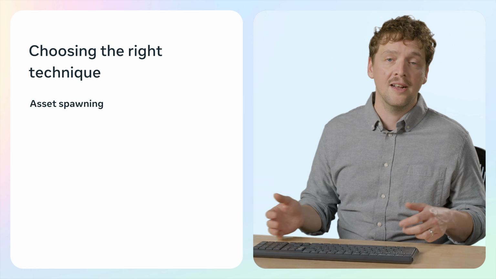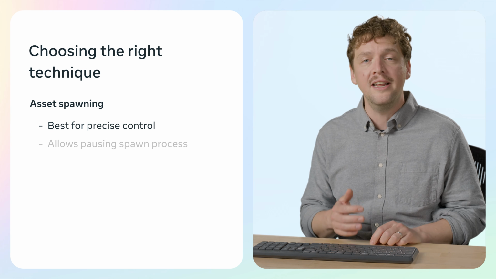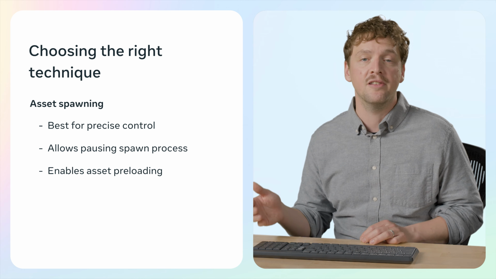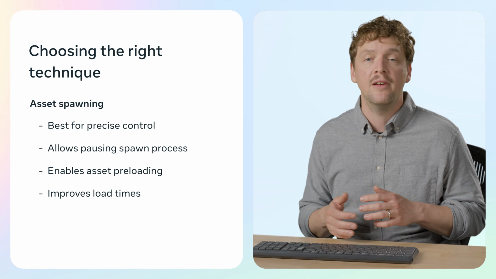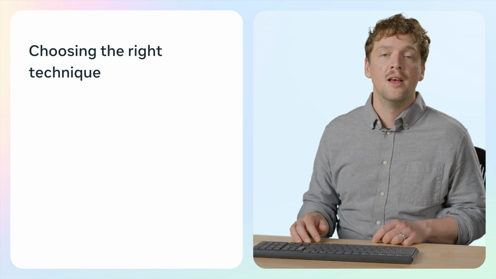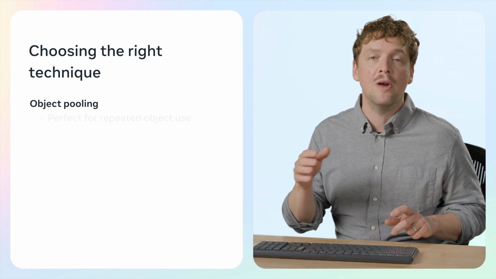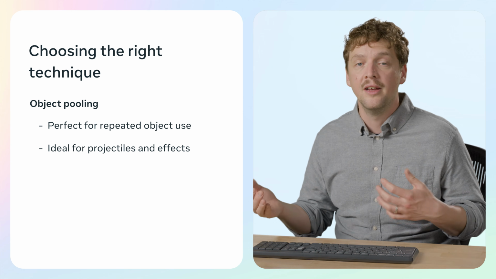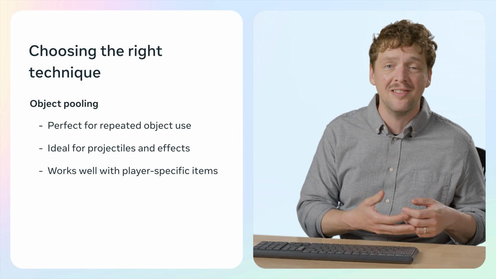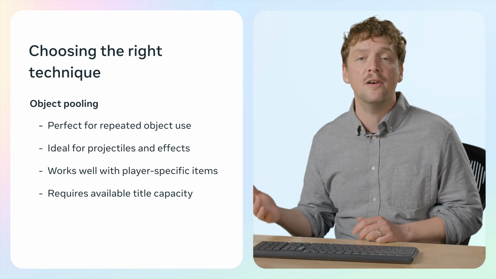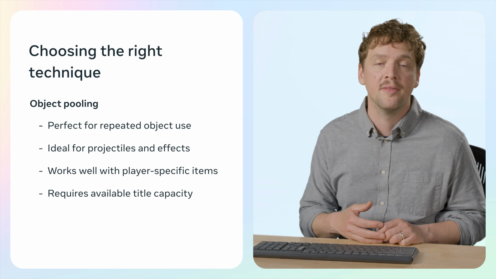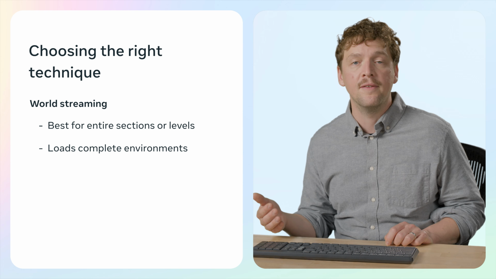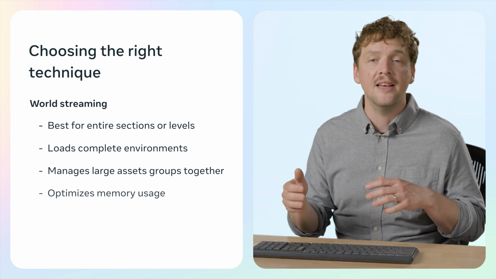For asset spawning, use it for more precise scenarios, when you might need to interrupt or pause the spawning process, or when it would be beneficial to preload the assets before they are spawned, to improve loading times when the asset is finally requested. Object pooling is ideal when you need to rapidly create and destroy the same assets, for example a projectile or a monster, for assets associated with players like a HUD, and if the world capacity allows you to keep these assets in the world all the time. World streaming is effective for loading full sections of a world, sublevels.